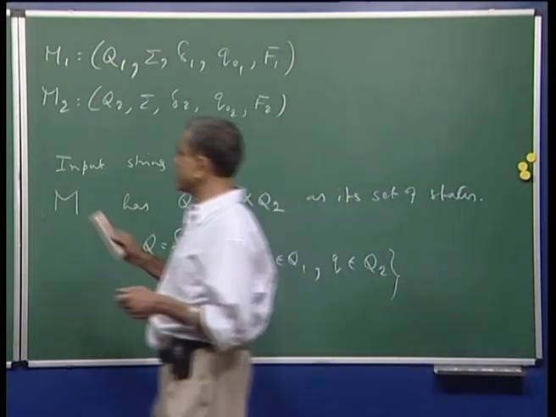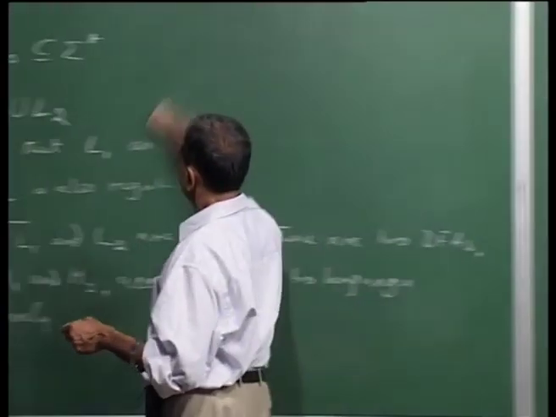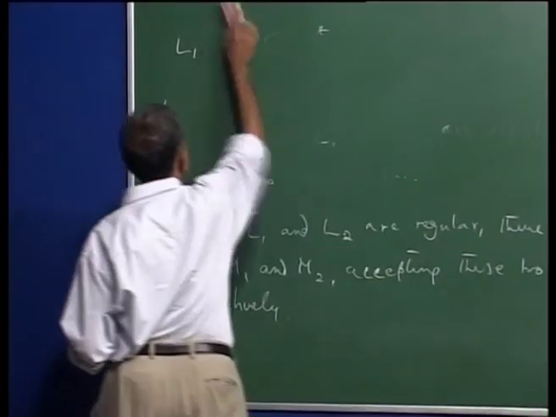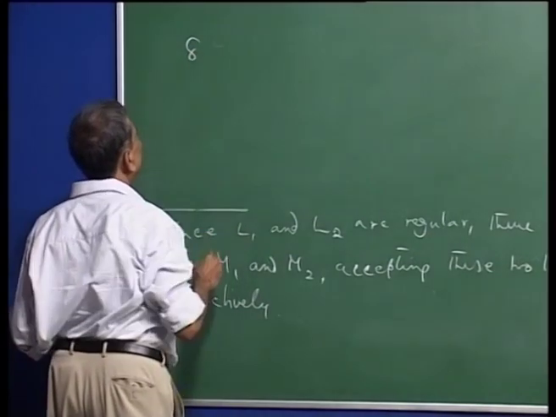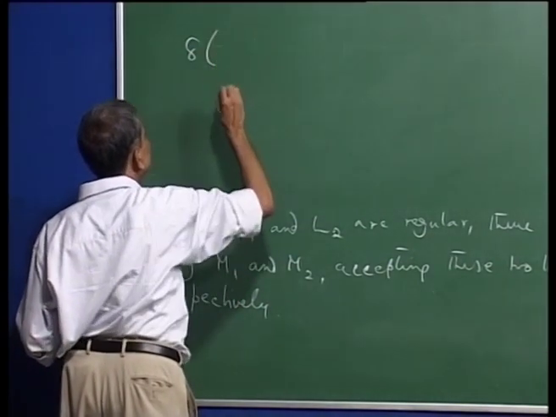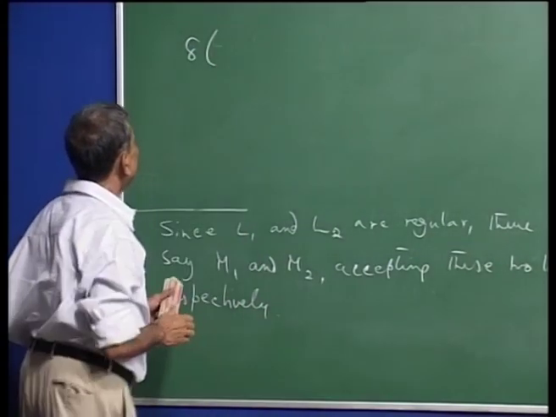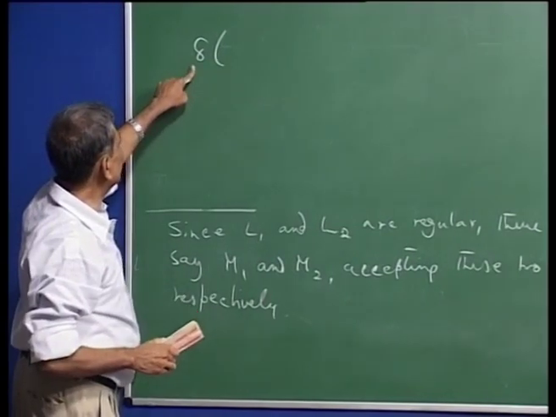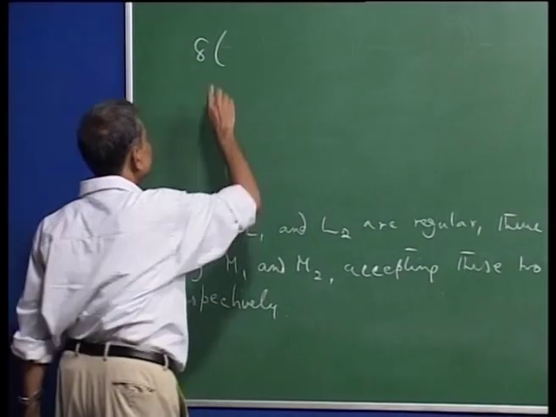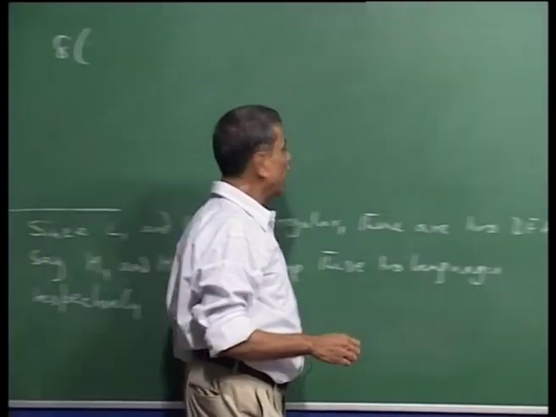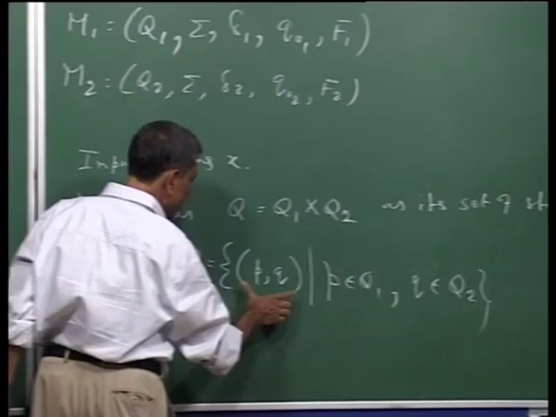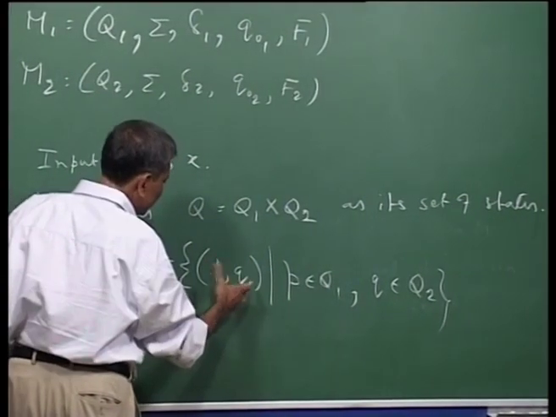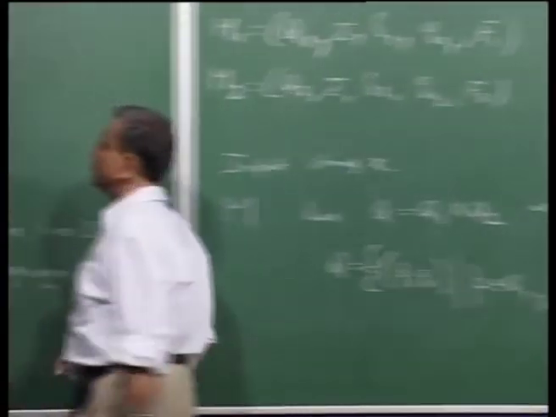If this is my goal, in that case, what I can do is define the delta of the machine M as follows. Now, remember that delta, the state transition function, takes a state of the machine. I am trying to give the delta for M, but M's states are pairs, and they are of the form PQ.